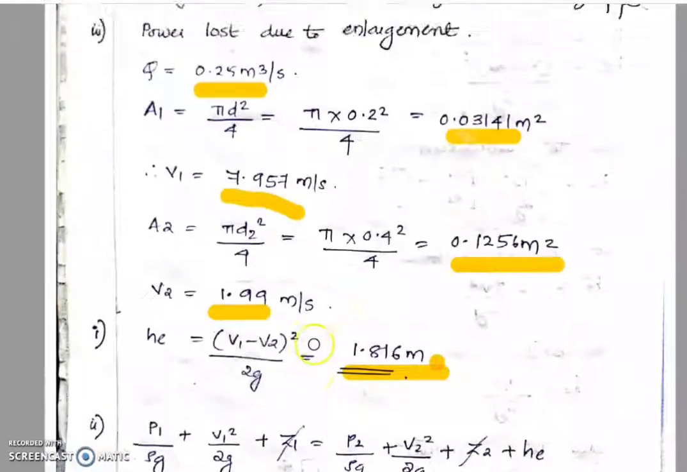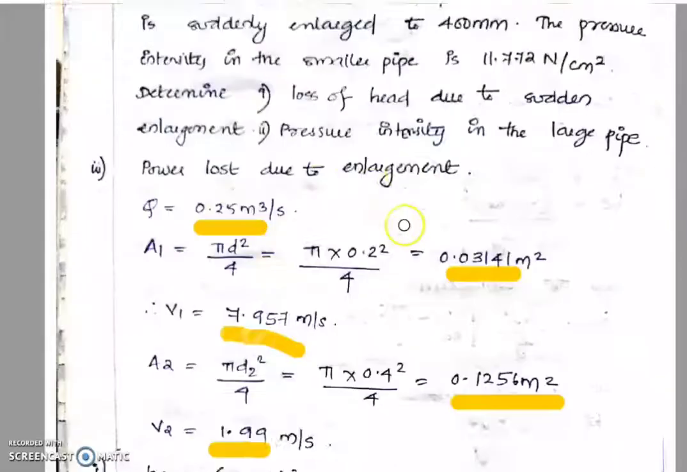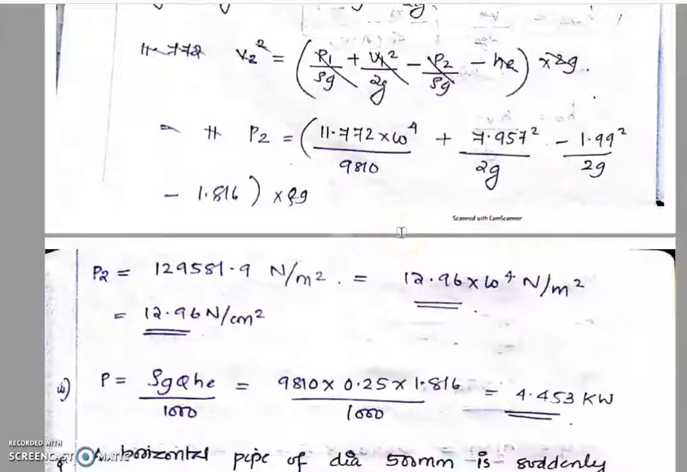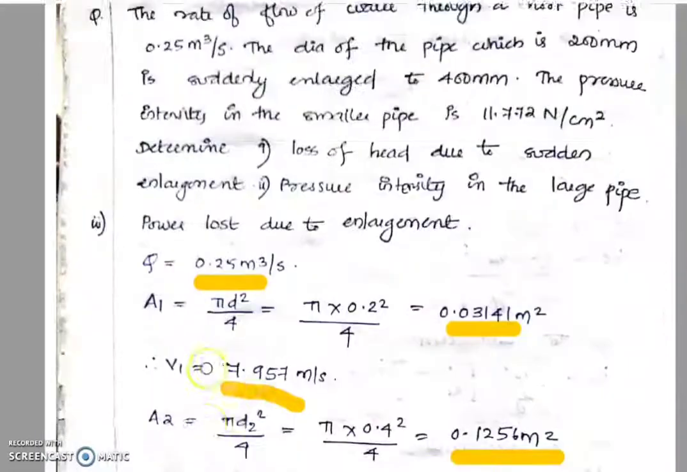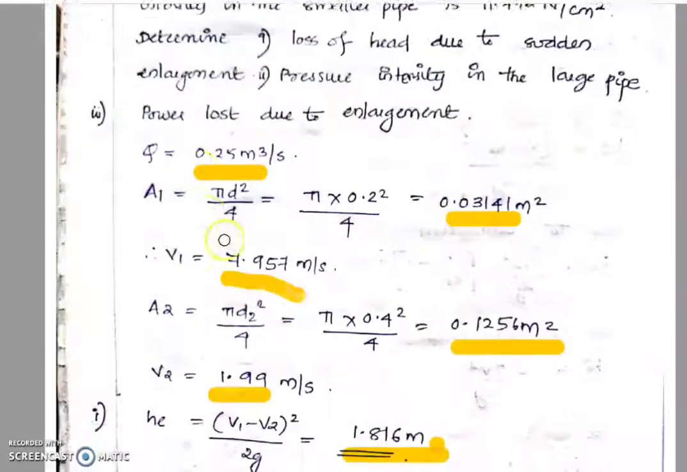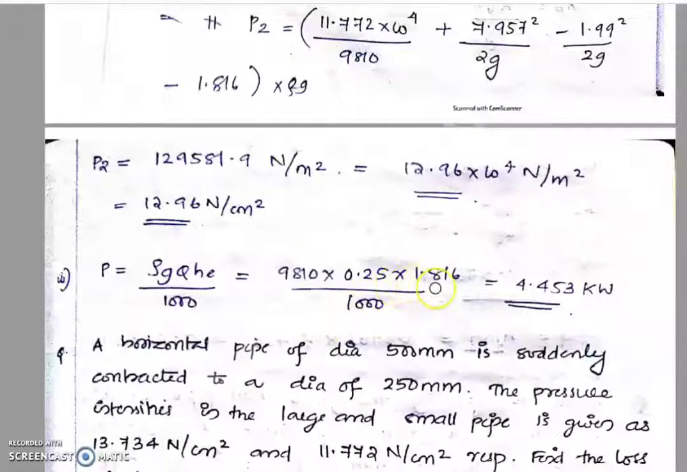And the third part was to find out the power lost due to the enlargement. So whenever the question is asked about the power loss, I always remember this equation, that is rho g Q HE by 1000. So whatever be the loss here, you can substitute here to find out the corresponding power loss. So this is the equation. You have to learn this by heart. This is direct substitution, that is 1000 into 9.81 into Q. What is Q? Discharge. It is given in the question itself, that is 0.25 meter cube per second. So substituting 0.25 here, into HE, that is 1.816, by 1000. This will give you the power lost in kilowatts. Okay, so I hope this question is clear to you.